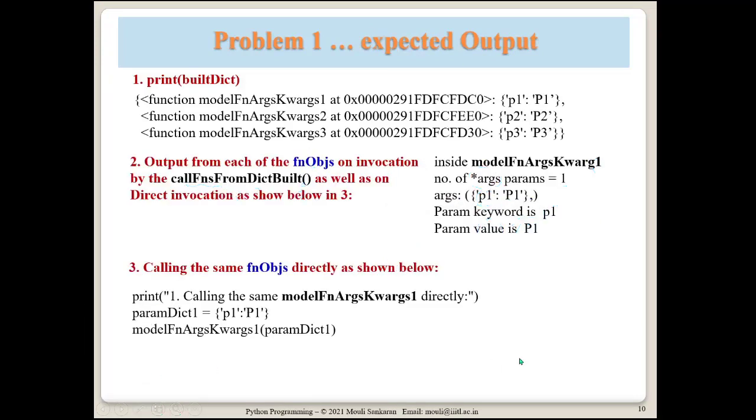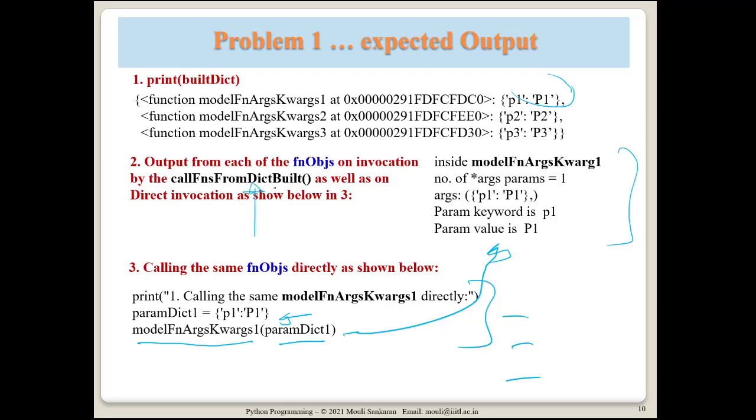And then when I call this function directly, I will be calling it like this: model function, parameter dictionary. The parameter dictionary will be similar to what I am passing here. So I should get the same printout when I call it outside also. I will get exactly the same 3 outputs as what I got by calling it from this function. So this is the problem for today.